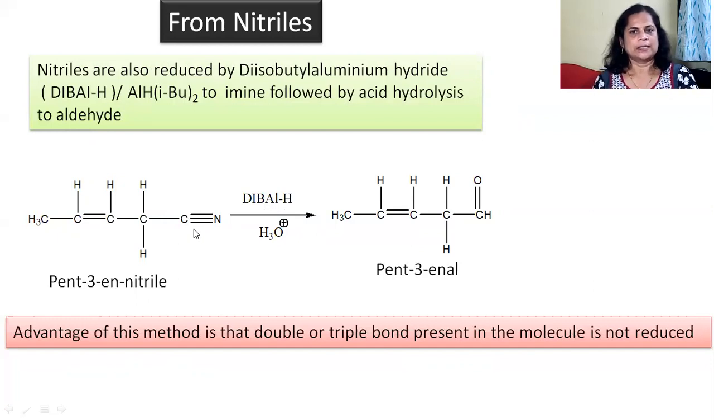So see the product structure. In the product structure, the double bond remains as it is, and that nitrile C triple bond N is converted into the aldehyde group, C double bond O H. Means the role of the diisobutyl reagent is that it does not rupture the position of the double bond or triple bond which is present in that reactant, and that double bond remains as it is in the product, and therefore that reagent is used to convert nitriles which contain a double bond. So this is a method for the preparation of aldehydes by using nitriles.